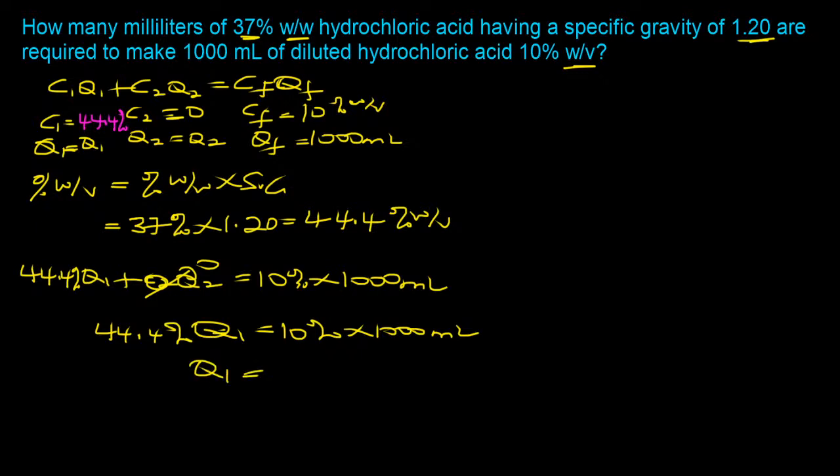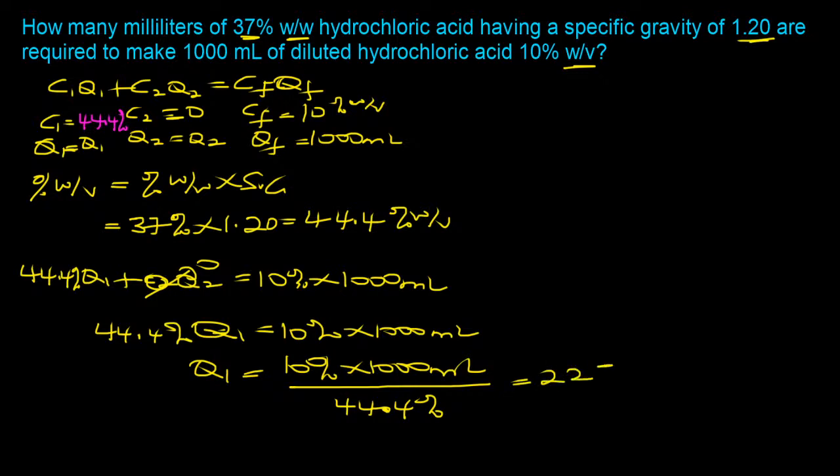So Q1 equals 10% times 1000 milliliters divided by 44.4%, and that will give us essentially 225.2 milliliters, which is exactly the same answer we had in the previous approach.